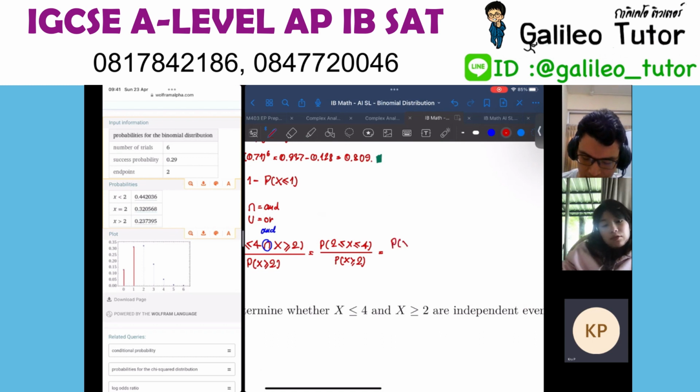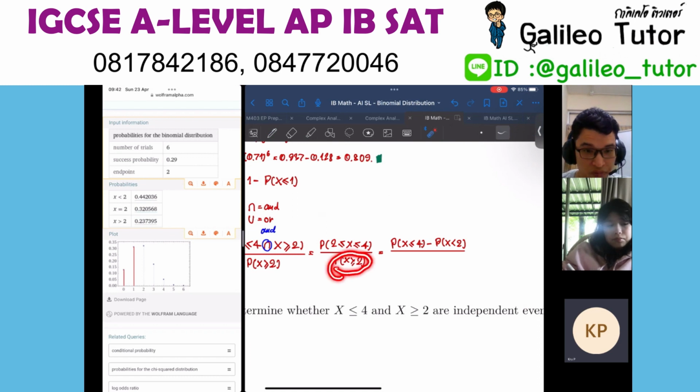This is going to be the probability of x less than or equal to 4 minus the probability of x less than 2, divided by the probability of x greater than or equal to 2. Write it down in terms of CDF. Try to write this down in terms of CDF. What is this probability? It would be 0.558. It's gonna be 1 minus the probability of x less than 2, right?